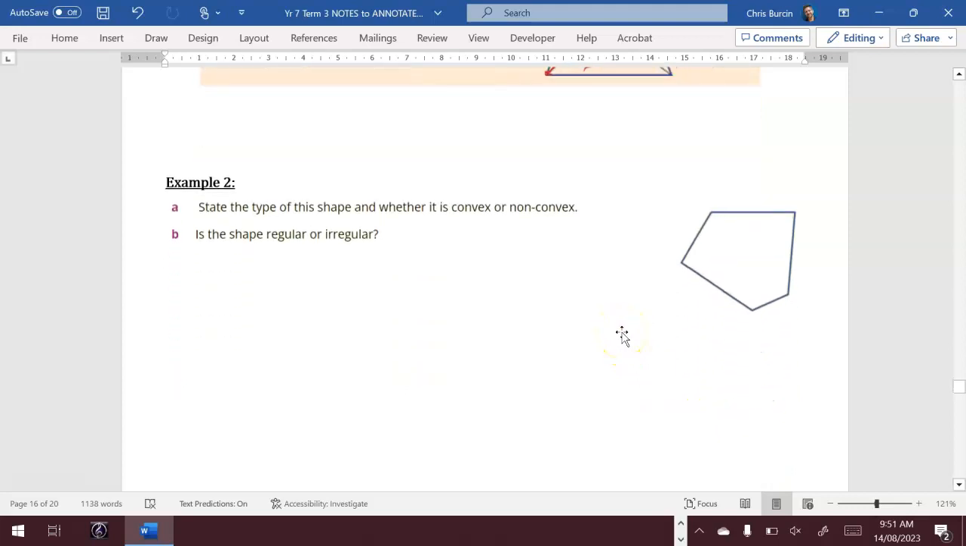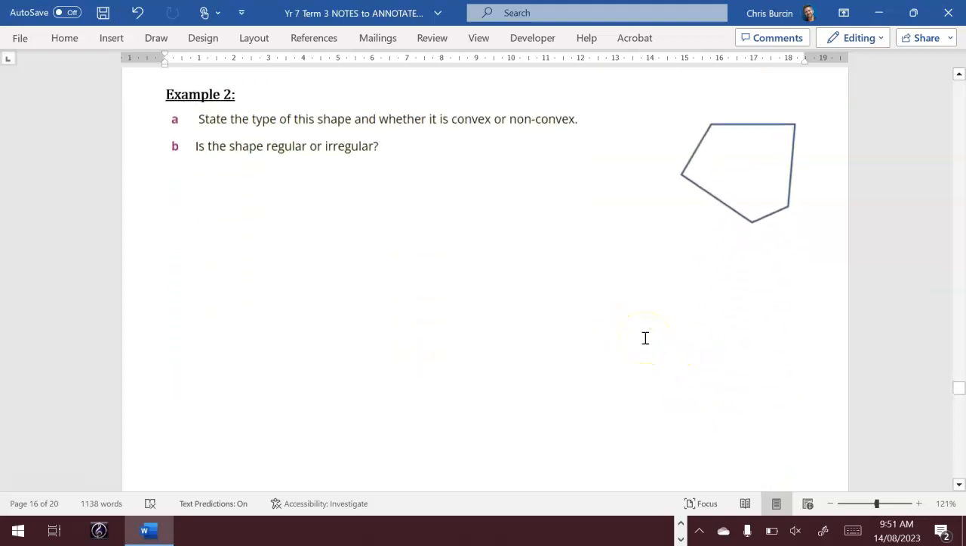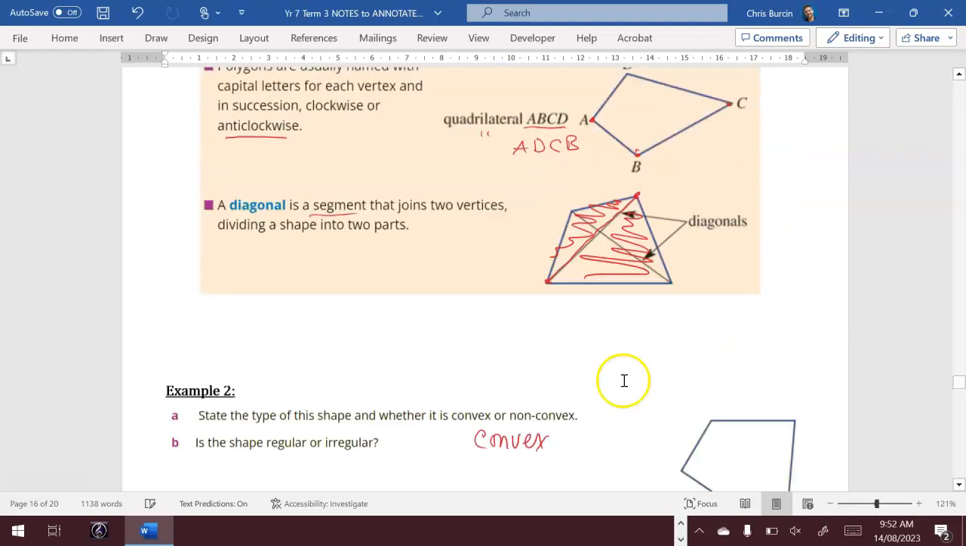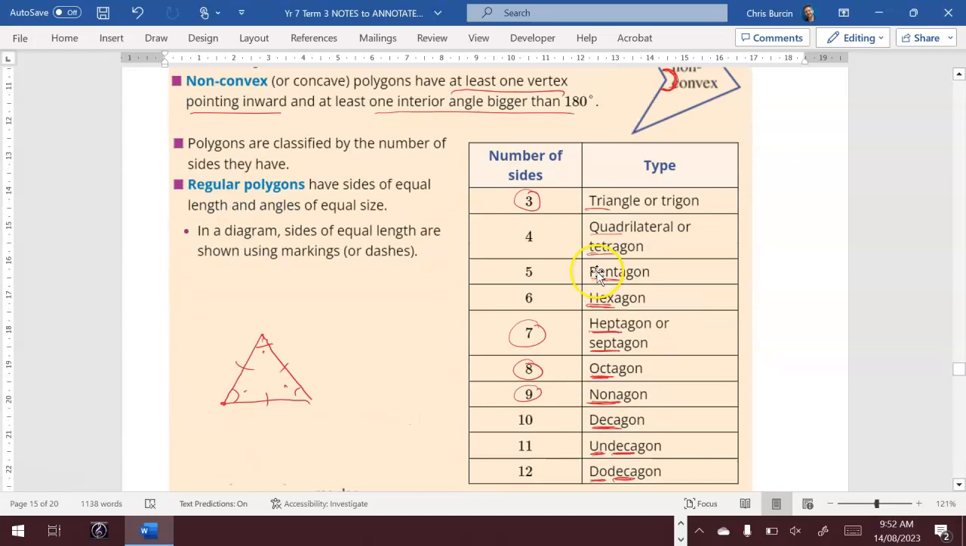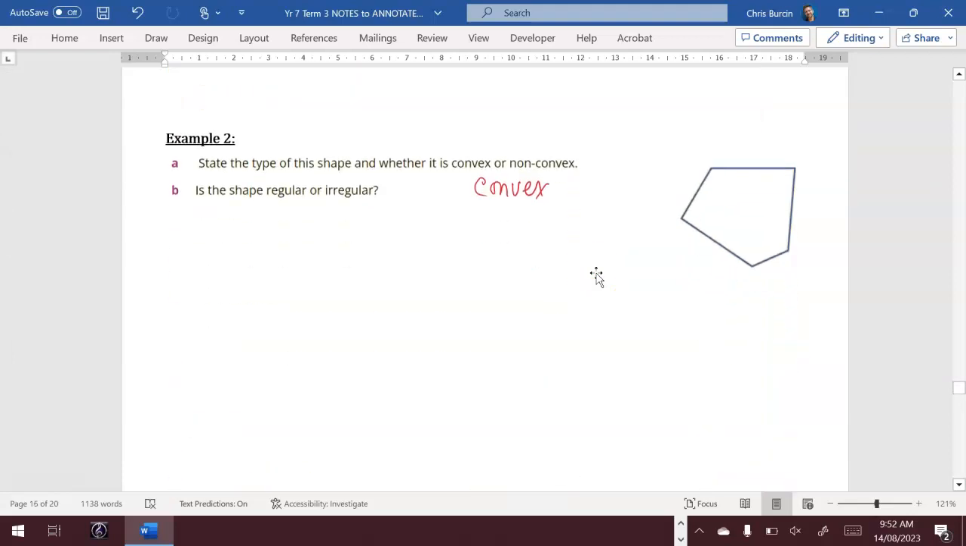Example 2: state the type of this shape and whether it is convex or non-convex. What do you think? Is this shape convex or non-convex? We have one vote for convex. Any votes for non-convex? I don't see any angles that are pointing inward and that would make more than 180 degrees. So this one is convex. Let me just check my definition of convex back here, because I can always check the book. Convex polygons have all vertices pointing outward, and all the inside angles are smaller than 180. So this one is definitely convex.